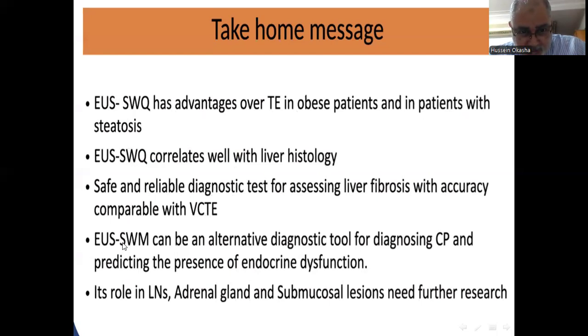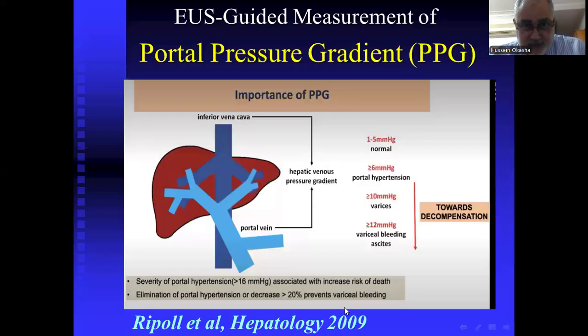Endoscopic ultrasound shear wave can be an alternative diagnostic tool for diagnosing chronic pancreatitis and predicting the presence of endocrine dysfunction, but this needs further research. And its role in lymph nodes, adrenal glands, and submucosal lesions needs further research.